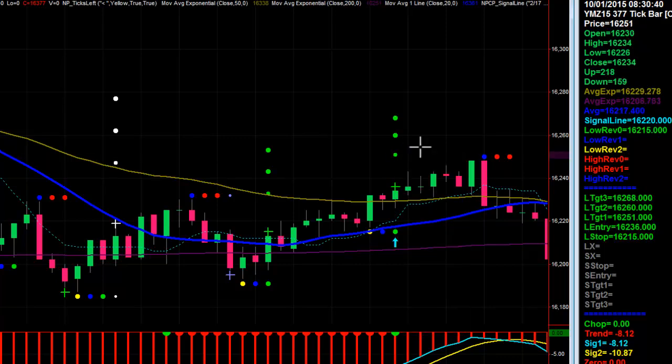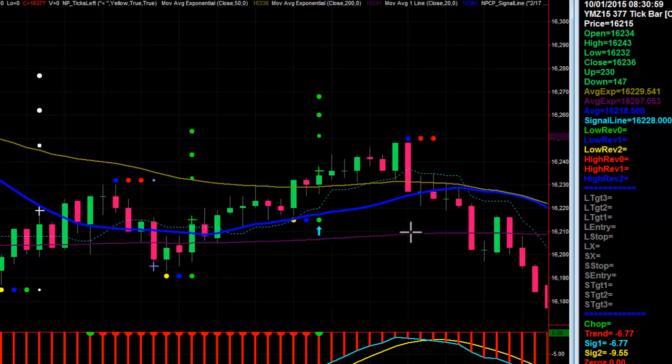So there's nothing we can do. We just try to stay with it. It could come down. It could work its way back up. Not the case here. This ends up being a losing trade. So now we're looking for a second trade. And notice that the trend has turned down.